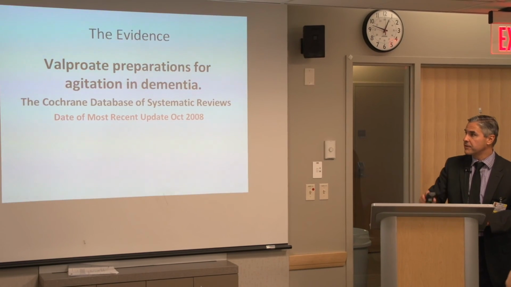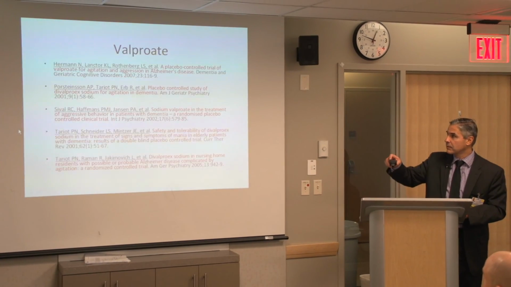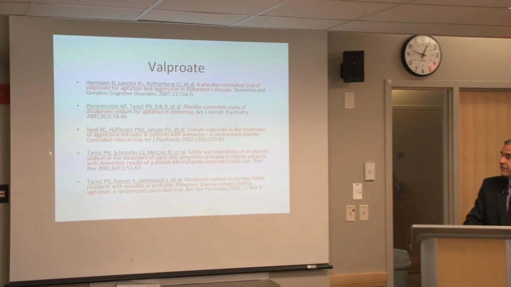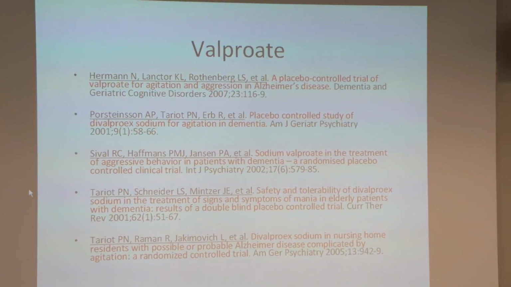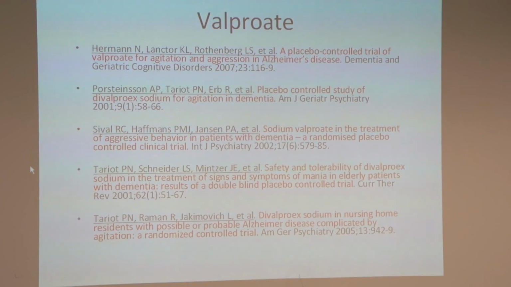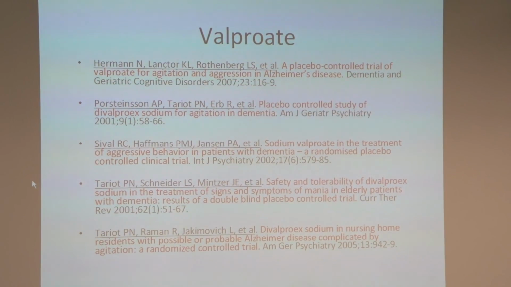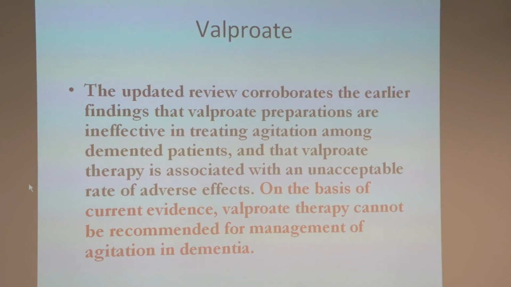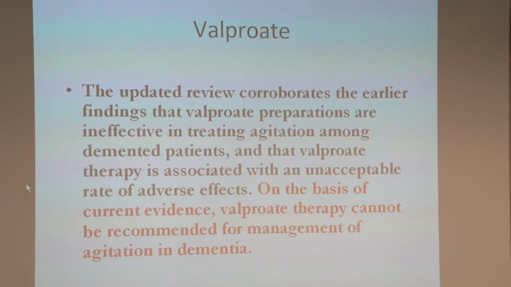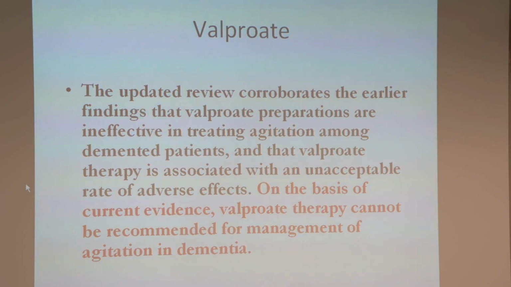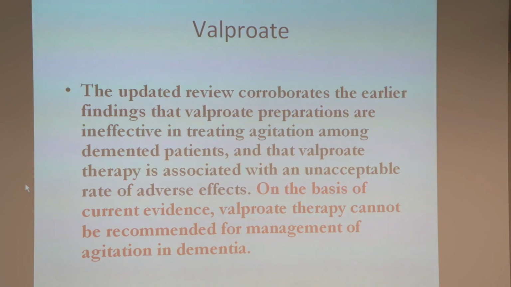Depakote has a Cochrane review. There are 5 well-conducted randomized trials looking at Depakote for dementia-related agitation and aggression. And for time purposes, I'm just going to cut to the chase. It was problematic. And the opinion of the reviewers was that Depakote cannot be recommended for the management of agitation and dementia. This led to great lamenting on my part.